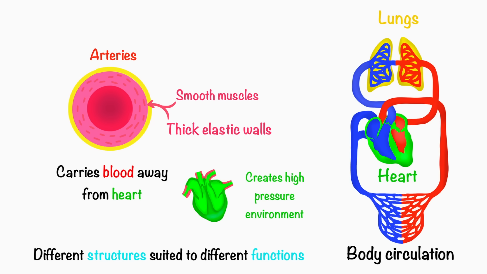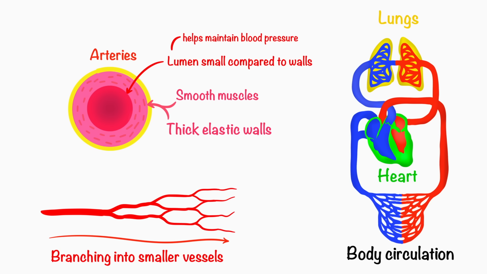These walls contain multiple layers, including a thick layer of smooth muscle and elastic fibers. The central channel through which blood flows, called the lumen, is relatively small compared to the thickness of the arterial wall. This helps maintain the high pressure needed to push blood throughout the body. As arteries move further from the heart, they branch into progressively smaller vessels.